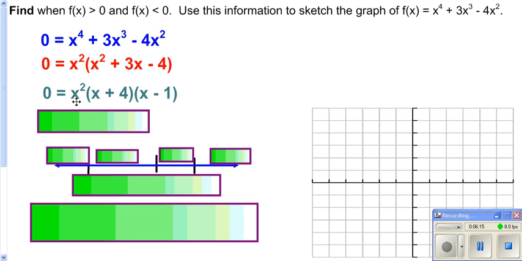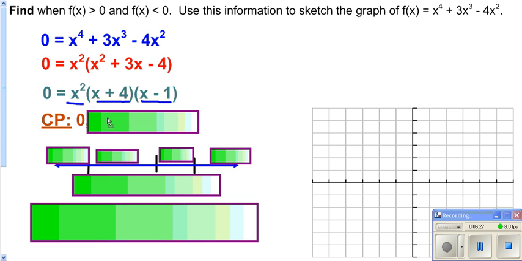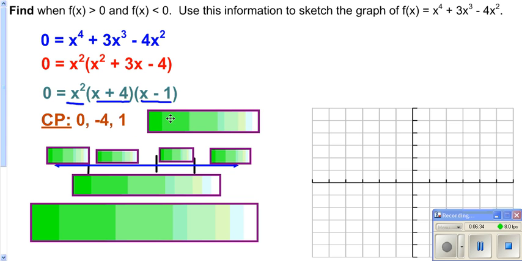Well, you want to go ahead and set each one of these factors equal to 0. So what would cause this to be 0? What would cause this here to be 0? And what would cause this here to be 0? Now, your critical points are 0 from the first one, -4 from the second one, and 1 from the last one. Those are the numbers you're going to want to put on your number line. So you're going to draw yourself a number line.